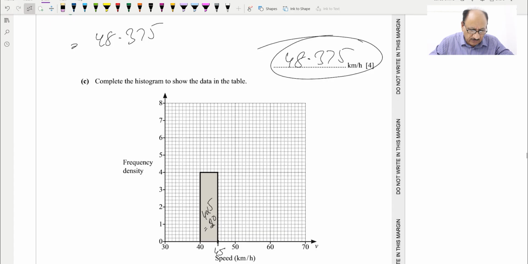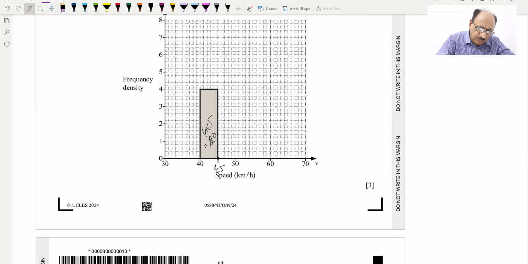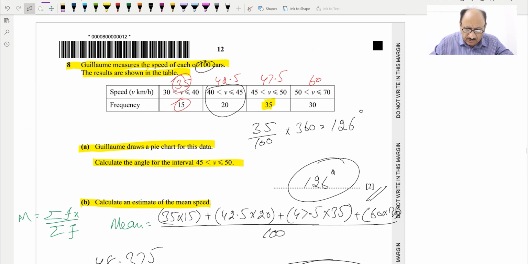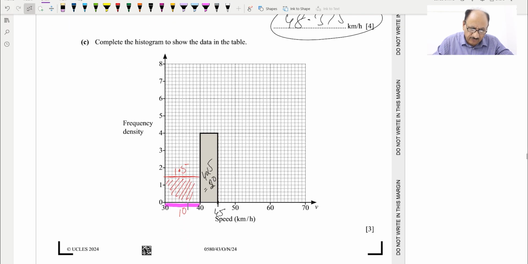30 to 40 is 15. 30 to 40, this width will be which width will be this one? This width will be 10. So this width will be 10. So 10 multiplied by 1.5. 1.5 will be roughly up to this one. So this height will be 1.5. So this will be representing 15, and next is 45 to 50 is 35, 45 to 50 is 35.